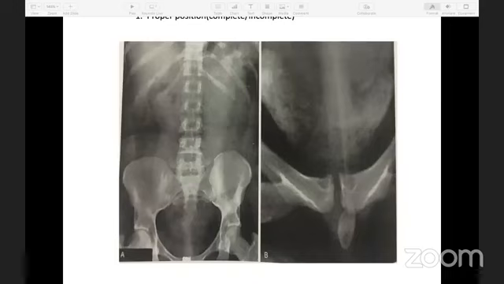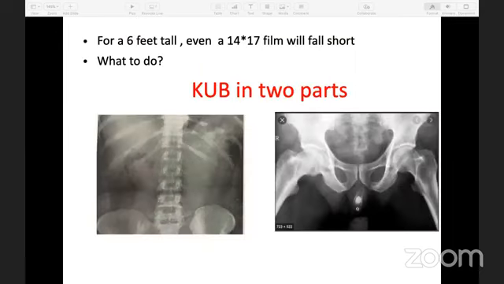The first point is position. On your left side you can see that it is an incomplete film, and on right side you see that it is covering 2 cm below symphysis pubis, showing stone in urethra. In tall patients, even the biggest 14 by 17 film will not cover the whole KUB area. So in these cases, the X-ray KUB can be done in two parts.